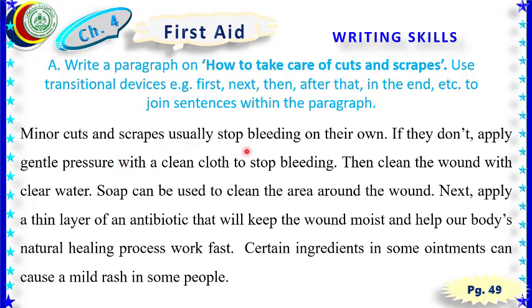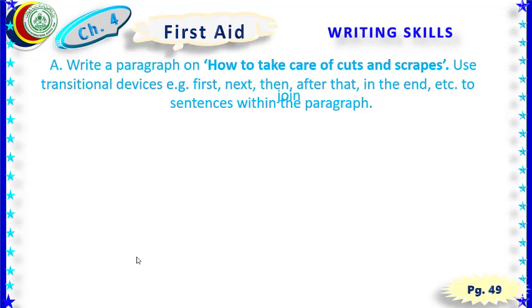Minor cuts and scrapes usually stop bleeding on their own. If they don't, apply gentle pressure with a clean cloth to stop the bleeding. Then clean the wound with clear water. Soap can be used to clean the area around the wound. Next, apply a thin layer of an antibiotic that will keep the wound moist and help our body's natural healing process work fast. Certain ingredients in some ointments can cause a mild rash in some people.